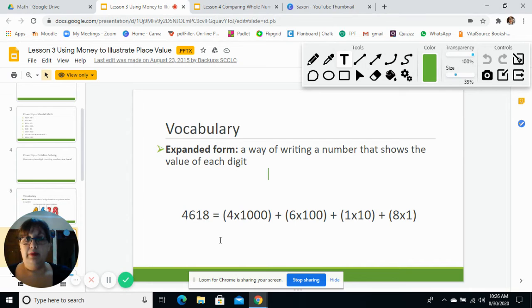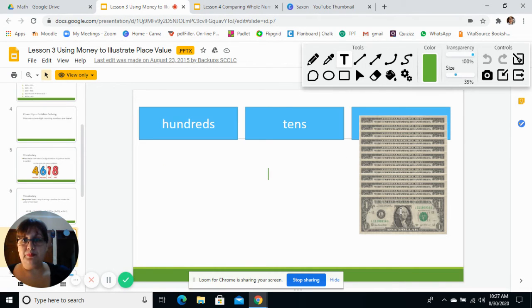4,618. But when we write in expanded form, we're going to write 4 times 1,000, because remember that the 4 is in the thousands place, plus 6 times 100, because 6 is in the hundreds place, plus 1 times 10, because the 1 is in the tens place, and 8 times 1, because 8 is in the ones place. Go ahead and add that to your notes. You can pause if you need more time.